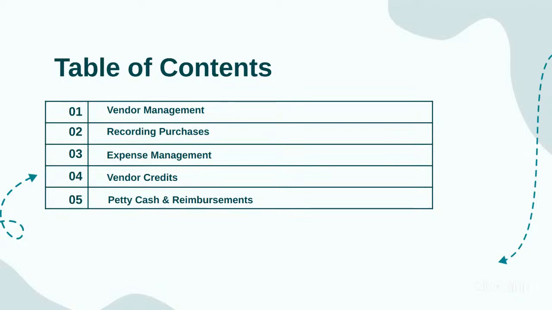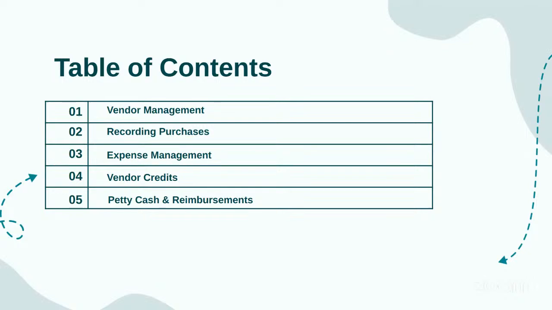Fourth, vendor credits. Ever returned items to a vendor or received a credit note? That's where vendor credits come in. It's like a mini refund or discount. In Zoho Books, go to purchases, then vendor credits, and then click on new. You can apply the credit to a future bill or record a refund. This ensures your liabilities reflect reality, not overstatements.